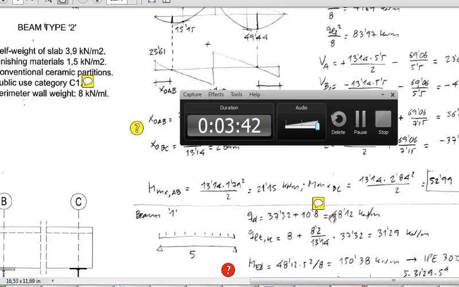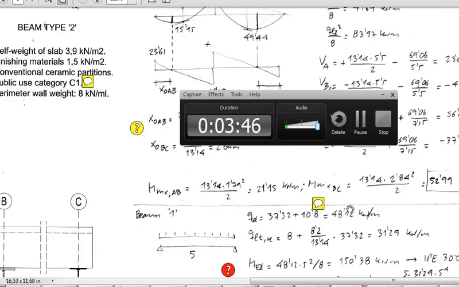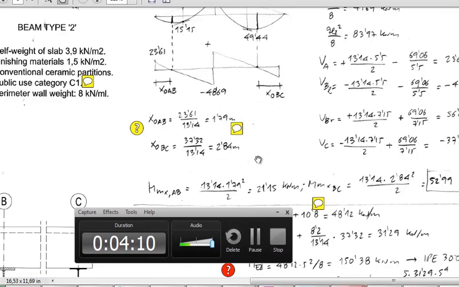So let's continue with number 2 here. Find the characteristic and design loads of the slab. The characteristic loads are without safety factors, and the design loads are with. And here we have the given values. Also, what's not in here, which is added here, is that we should add one kilonewton extra for the dead load for the slab.